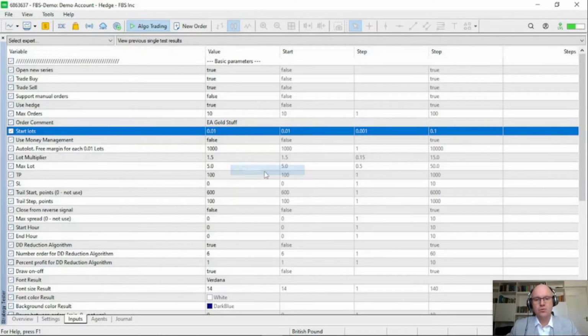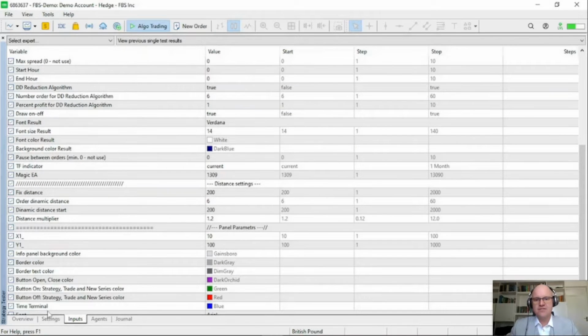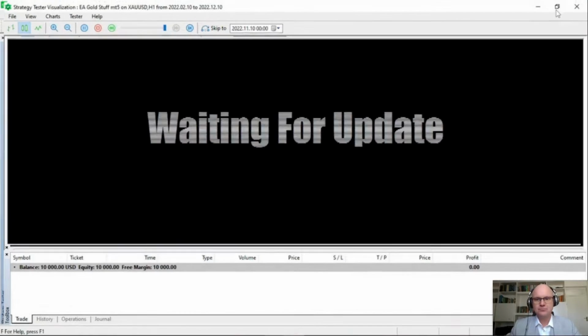However, for now, what we are going to do is run a default test in the visualization mode so that we can have a better understanding of how the expert advisor works in the market. By running a visual mode, it can often give you a good idea of what the bot would be like trading live.